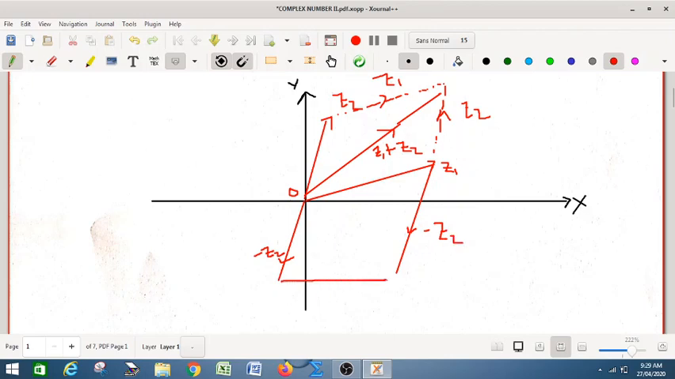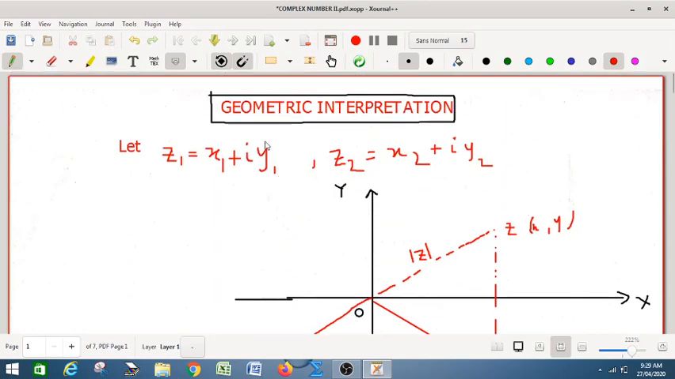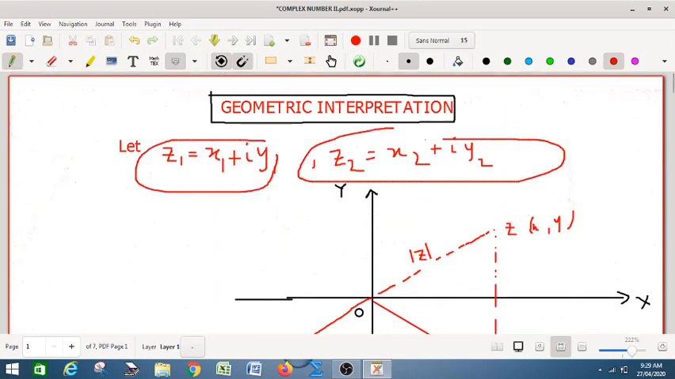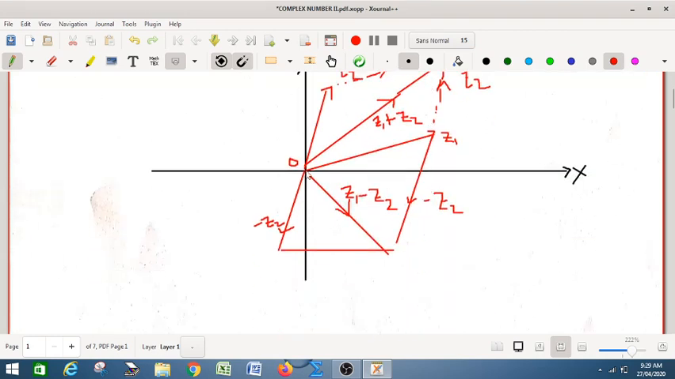So let us complete the parallelogram. The diagonal of this parallelogram, this is z1 and this is minus z2. So the diagonal of this parallelogram represents the difference of the two complex numbers, that is z1 minus z2. This is how we geometrically represent the addition of two complex numbers z1 and z2, and their difference z1 minus z2. This is how we represent the addition and subtraction of two complex numbers.